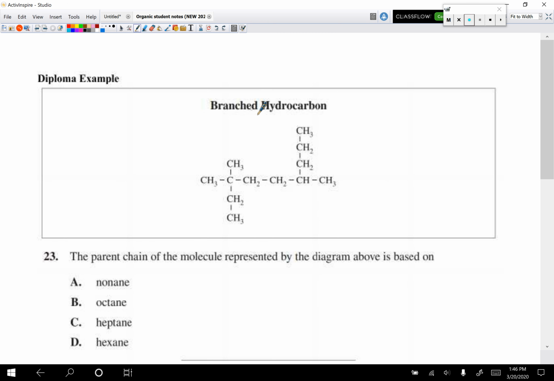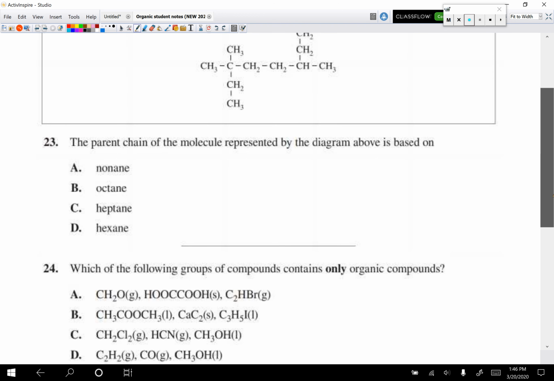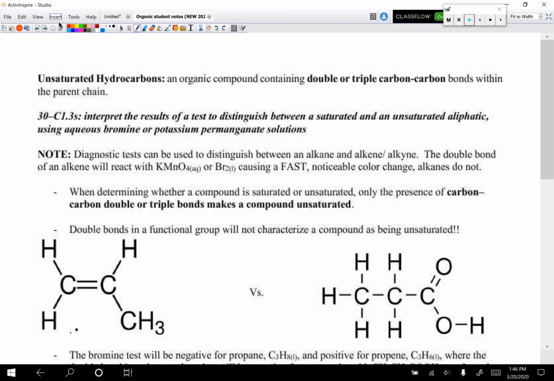Now, this example, I'll let you guys do on your own. This is just an old alkane example here. It was supposed to be on the previous page. It's just the formatting I messed up when I made the booklet. Sorry. So just go over to the next one.